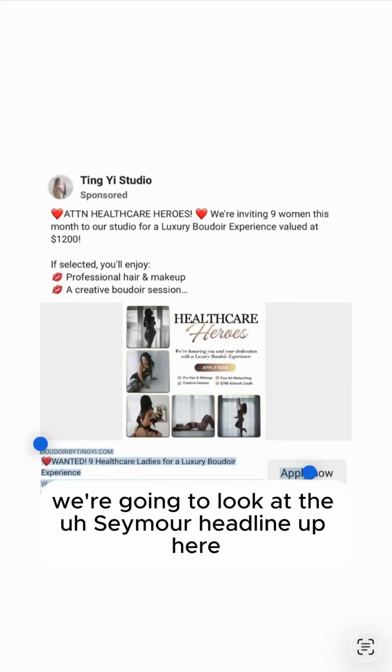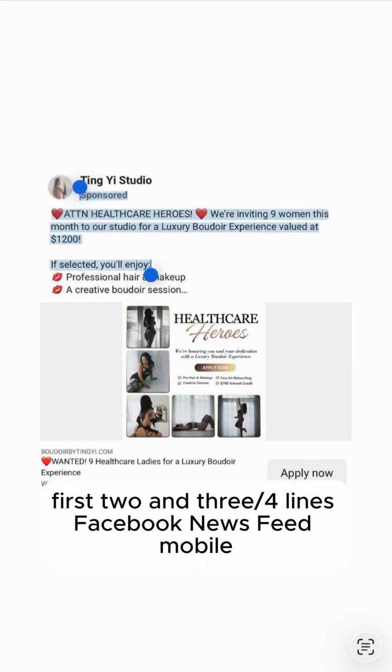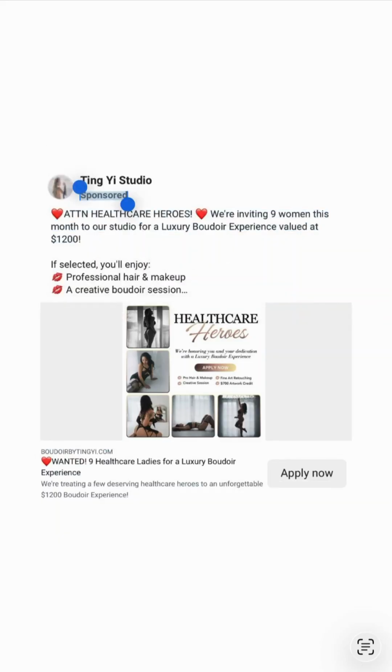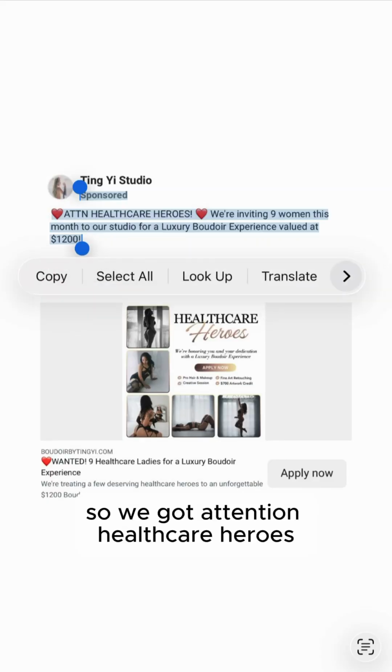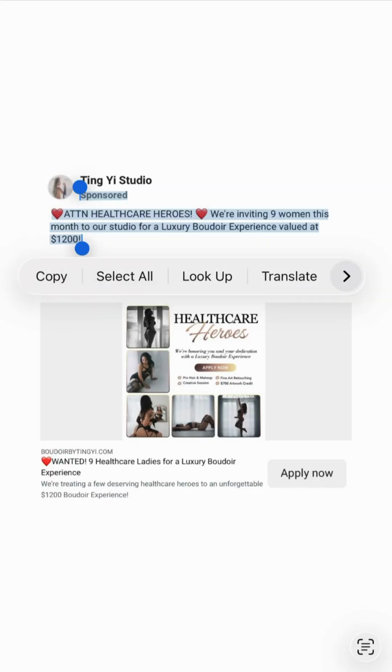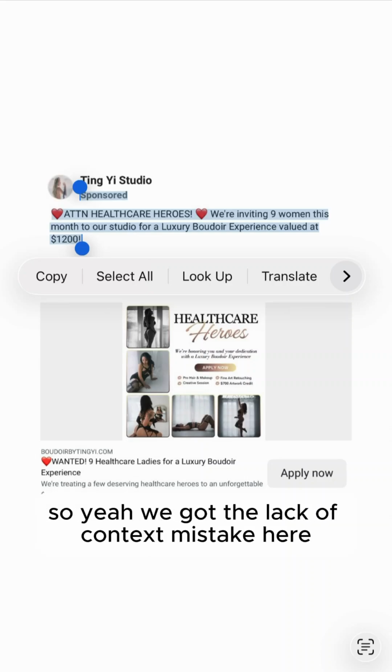And finally, we're going to look at the headline up here, the first 2 3/4 lines on the Facebook newsfeed mobile. So we got "Attention healthcare heroes. We're inviting 9 women this month to our studio for a luxury boudoir experience, valued at $1,200." All right. So we only got 2 relevant context points here. So yeah, we got the lack of context mistake here.